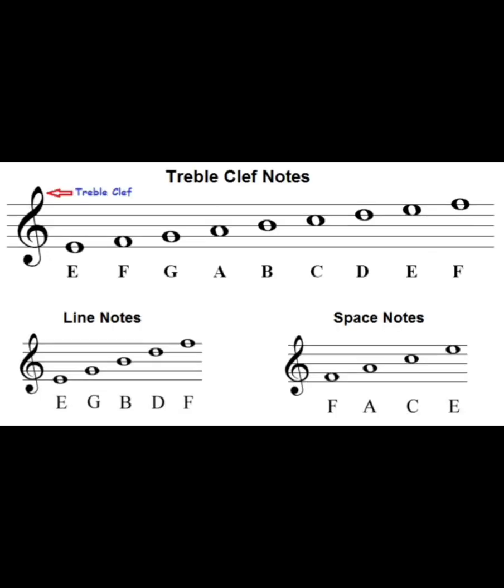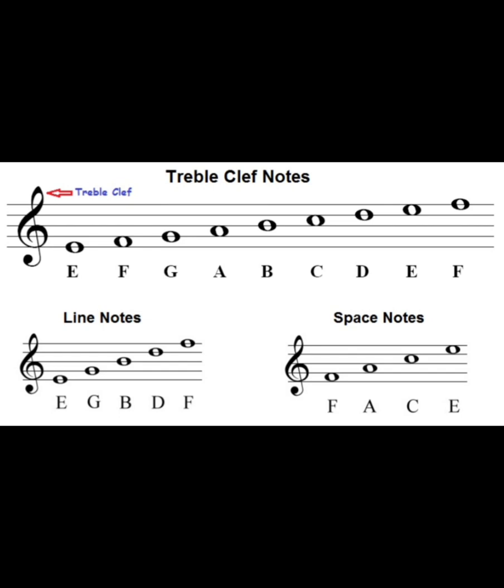Each has its name. The first line has the name E, the second is G, the third line is B, the fourth line is D, and the fifth line is F. Then the spaces: the first space is represented as F, the second space A, the third space by C, and the fourth space E. You can also see in the left corner the line notes are represented E, G, B, D, F, and in the right corner the space notes represented as F, A, C, E.